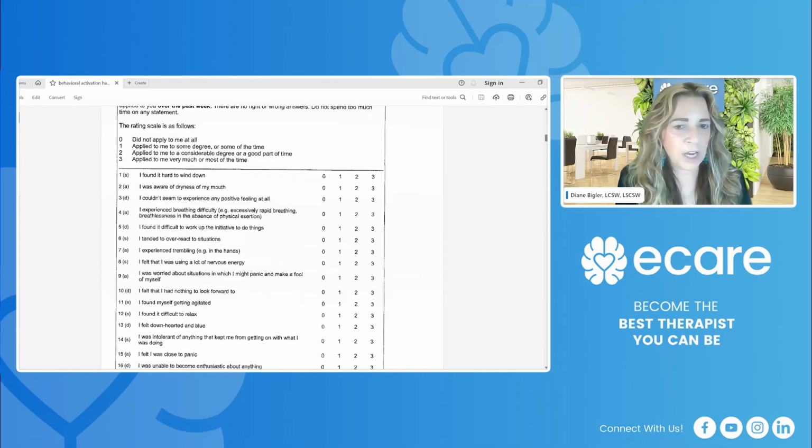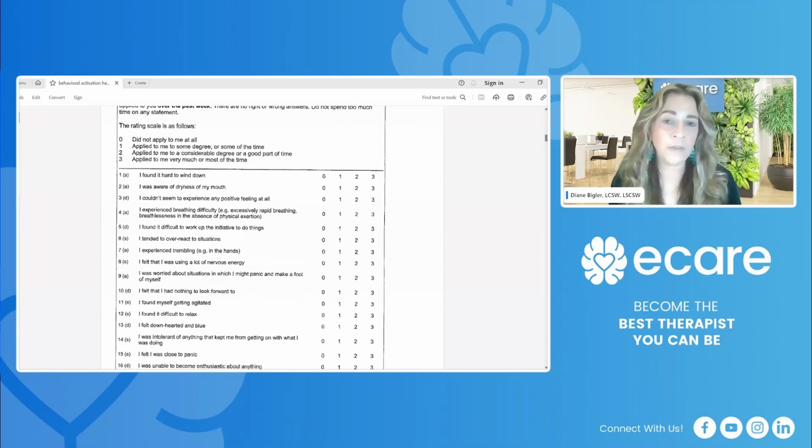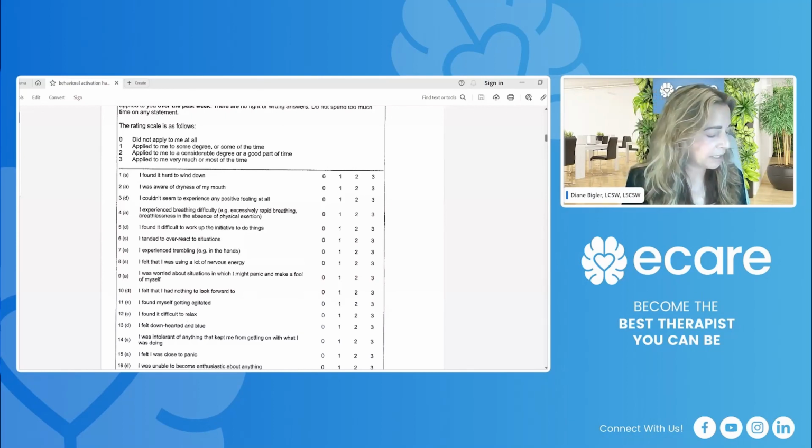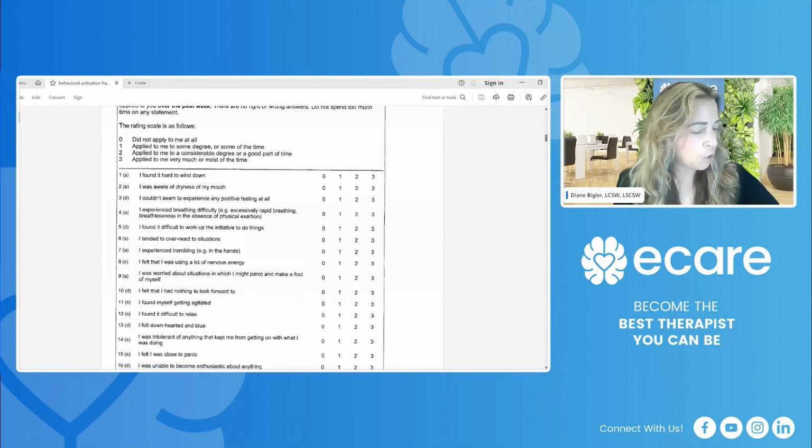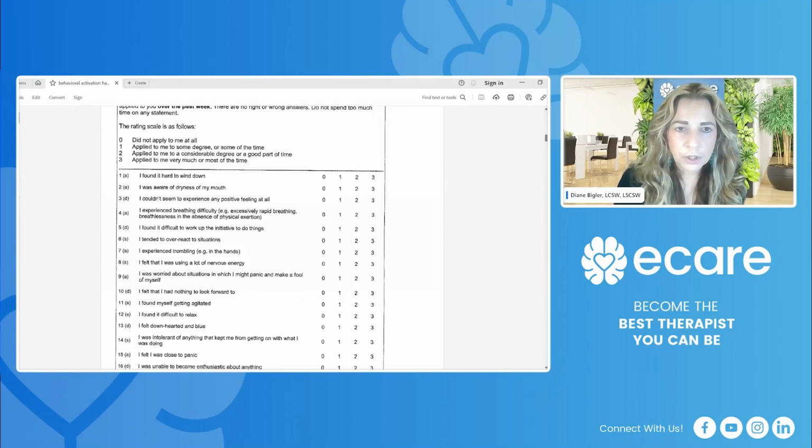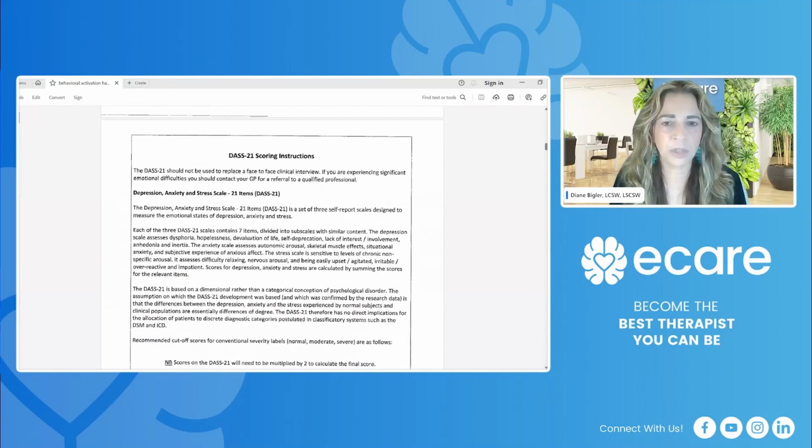You can see here, I'm not going to read all these questions, but you can see all the different questions. There are 21, that's why it's called the DASS 21, 21 questions to assess. And when we go to the following page, you see the scoring here. It gives you some information on how it's divided into different categories, and assesses things such as dysphoria, hopelessness, lack of interest. The anxiety scale assesses arousal, situational anxiety, etc. And then the stress scale.